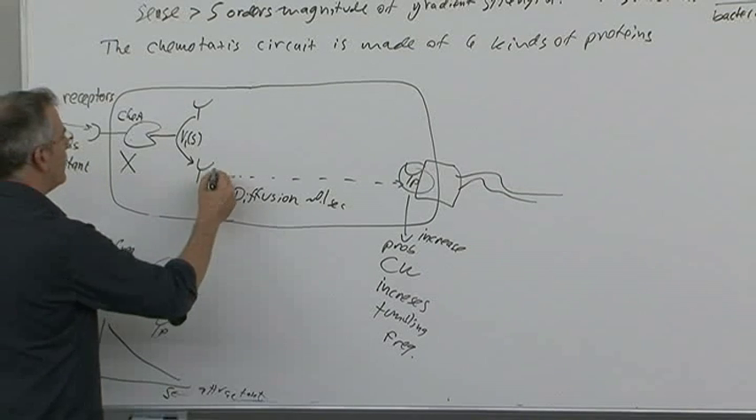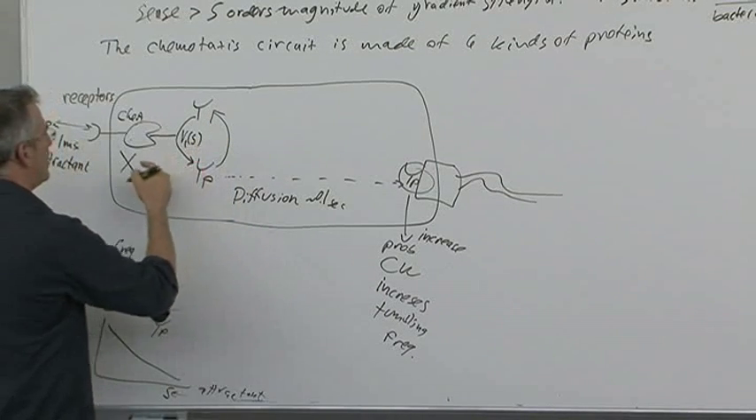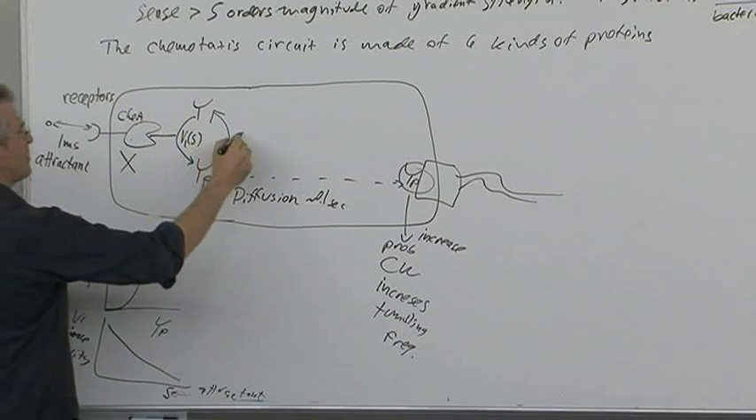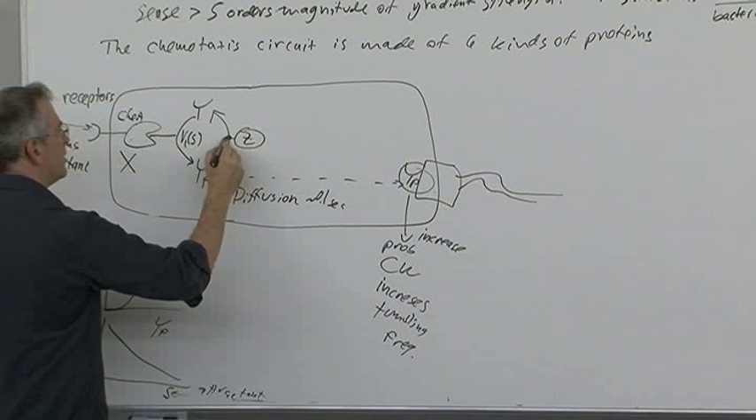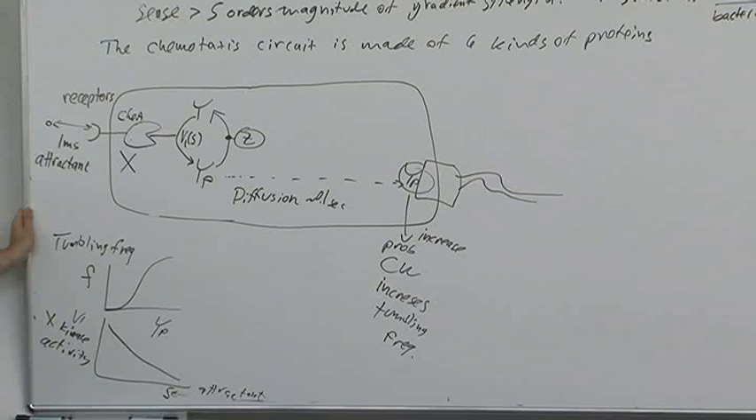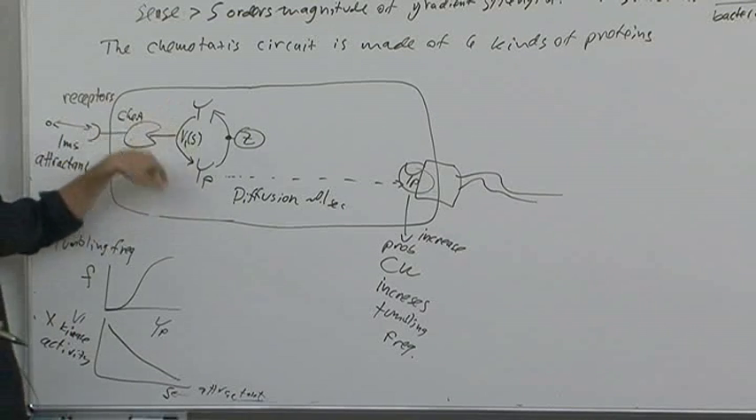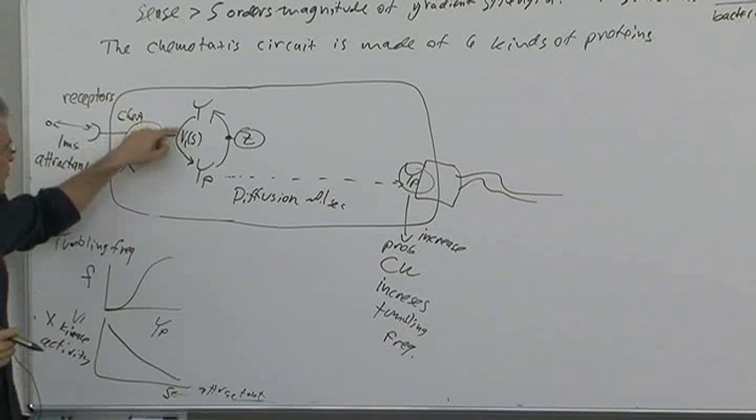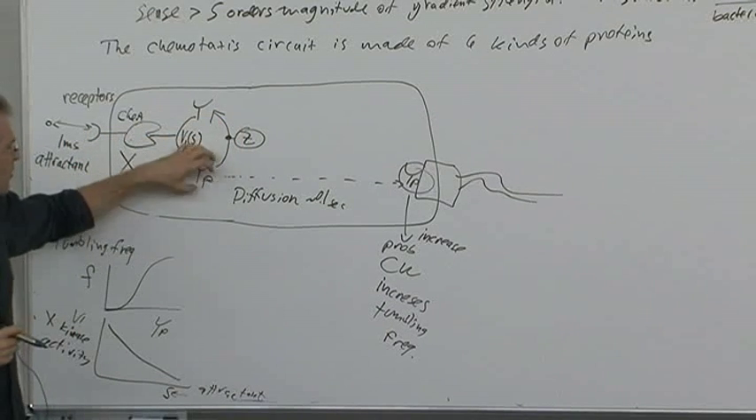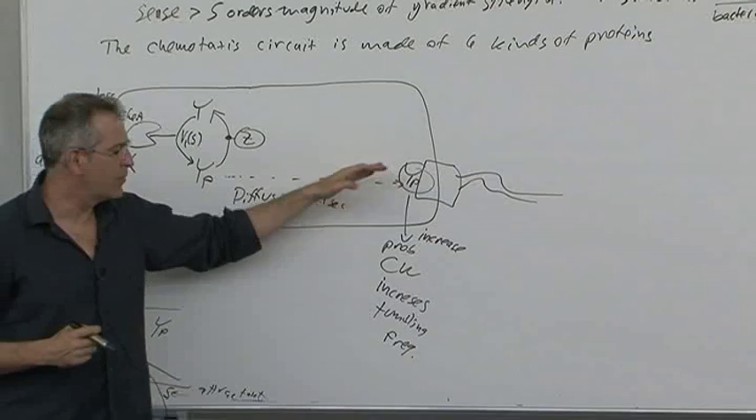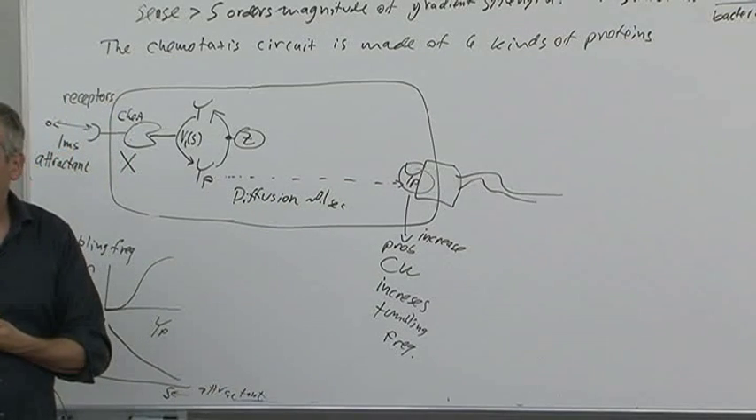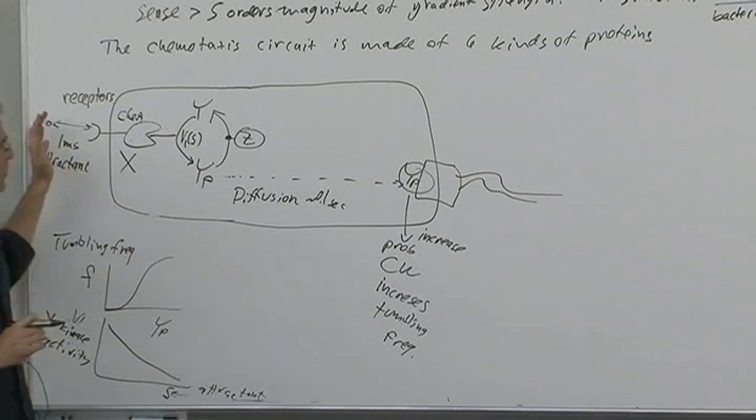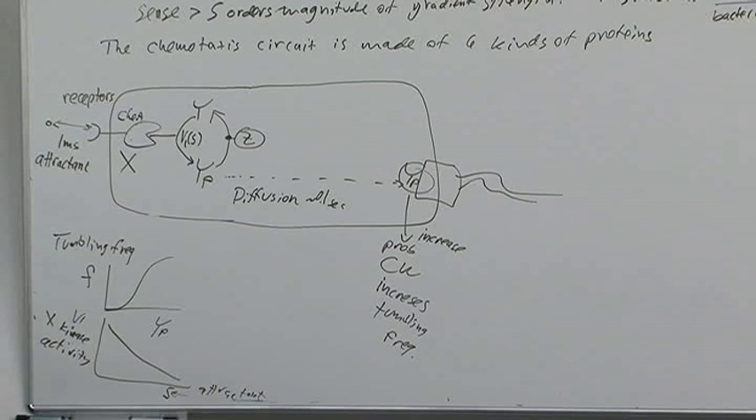Now we need to reset. So you remember in the last circuit, X was also the phosphatase. Here there's a special phosphatase called CheZ that does the dephosphorylation reaction. Again, working at around 0.1 second. That's the time scale of resetting. So there's constant phosphorylation, dephosphorylation. If attractant binds, there's less phosphorylation. Dephosphorylation stays constant. YP goes down. Therefore, tumbling frequency goes down. And we're down.